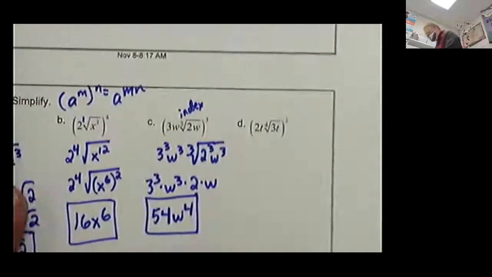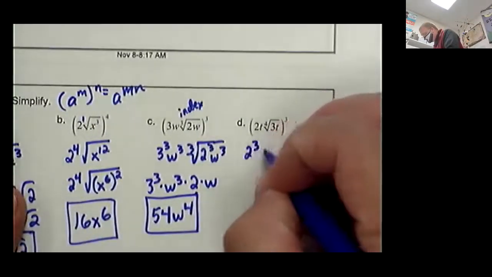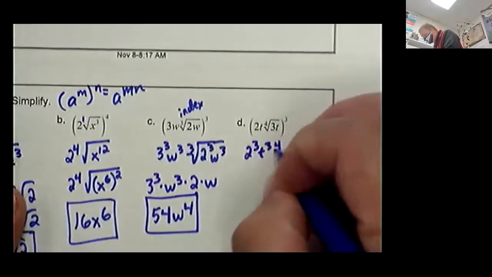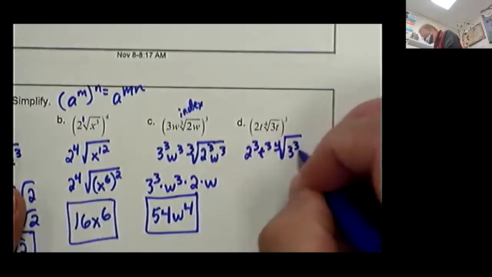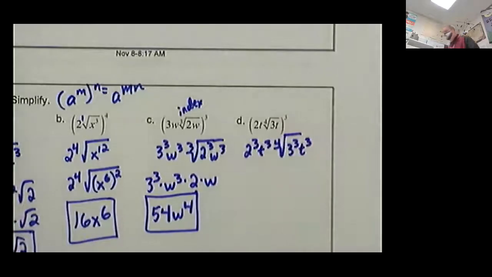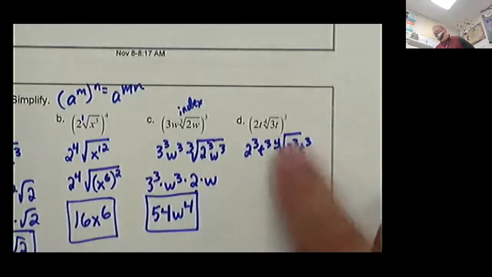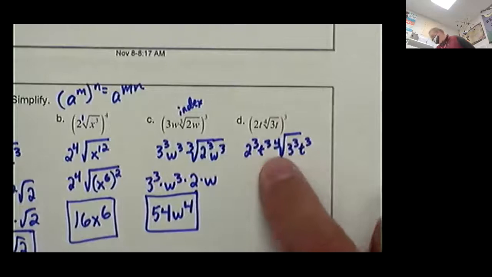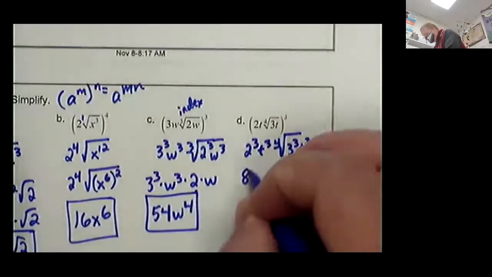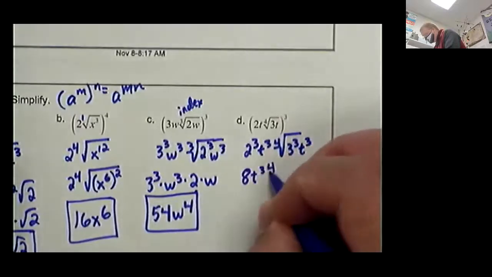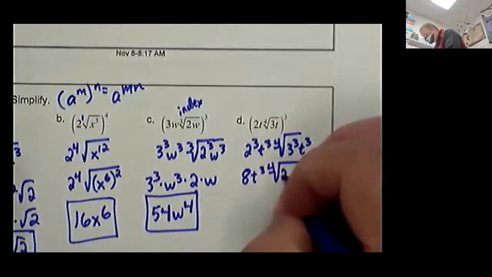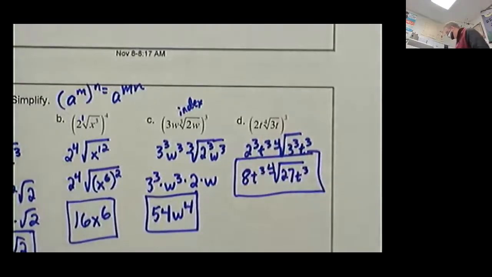And lastly, everything gets a power of 3. 2 cubed t cubed, the 4th root of 3 cubed t cubed. Here, the 4th root, the power of 3's are not big enough to cancel. It has to be a 4. It's not irrationalized, so we're not adding anything to it, so actually nothing happens. That just stays as the answer. 8t cubed, the 4th root. Now we are going to multiply this out. 27t cubed. That's our answer.